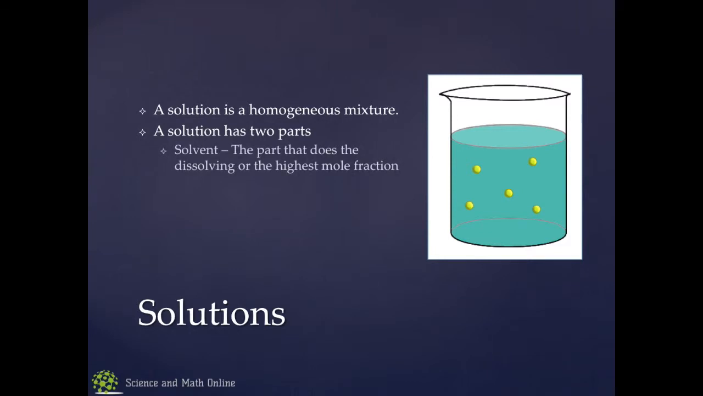It always has two parts: the solvent, the part that does the dissolving, and then the solute, the part that is dissolved. Now, in certain types of solutions, you can't really say there's dissolving going on. And so we will say, hey, the highest mole fraction is the solvent, the lower mole fraction is the solute. And you can have more than one solute in a solution.